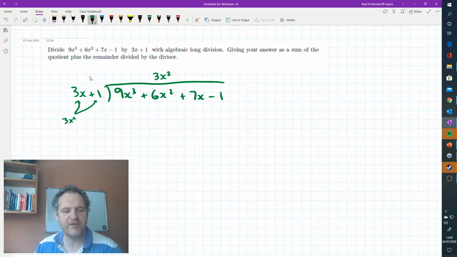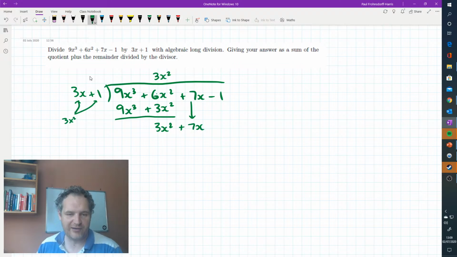3x squared will give me the 9x cubed I wanted, but it also gives me plus 3x squared. And this is the good thing about this one. It shows you it won't always be nice, because the next thing you do a multiplication, which is weird because this is how you're doing division, is a multiplication followed by a subtraction. Then we're going to do 6x squared minus 3x squared is 3x squared. We then bring down the plus 7x and do the next line.